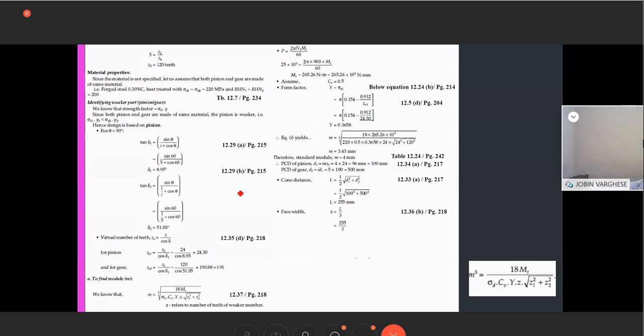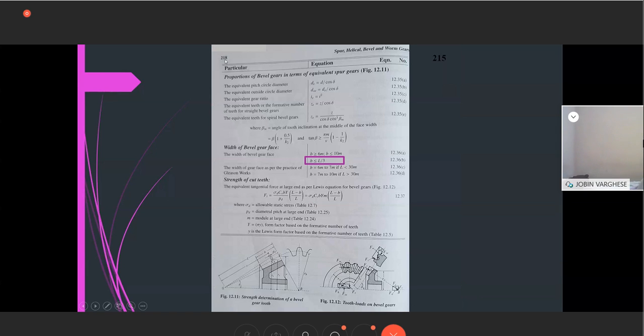Now, once the module calculation is ended, we have to go with the face width. Obviously, there is a cone distance, which I will show you when it comes into being. Since the procedure is standard, we have to calculate the face width. We have to choose L by 3. In the data book, go to page number 280, 12.36. B is less than or equal to L by 3. That is, the face width should be less than or equal to L by 3. That is the condition.